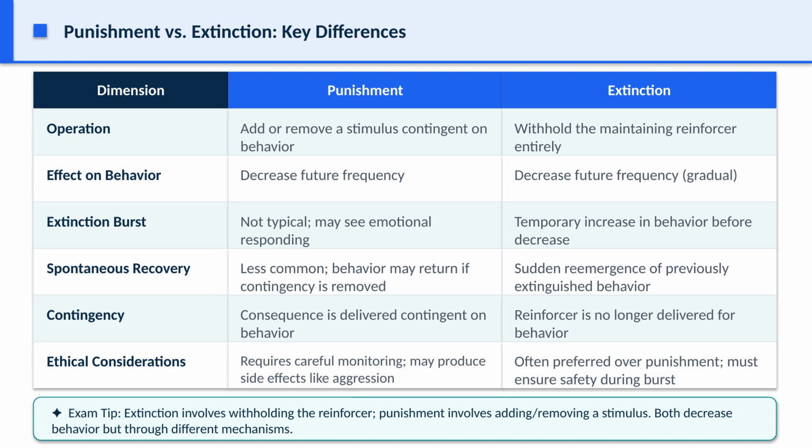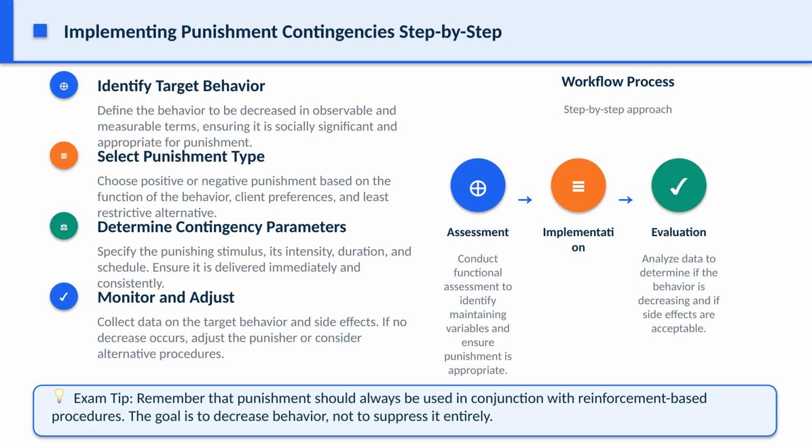On the exam, you'll need to identify which procedure is in effect based on these operational and behavioral differences. When implementing punishment contingencies, the BCBA exam expects you to follow a systematic, ethical process. First, you must identify the target behavior in observable, measurable terms. This ensures you are decreasing a socially significant behavior, not just a nuisance. Next, select the punishment type, positive or negative, based on the behavior's function, client preferences, and the least restrictive alternative. The exam will test your ability to justify this choice.